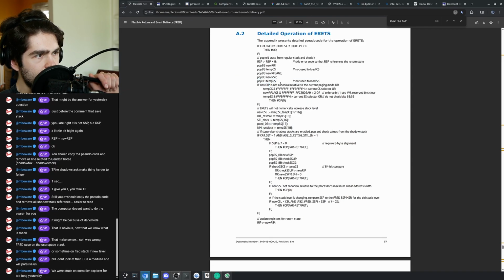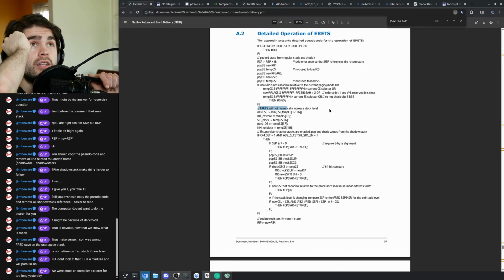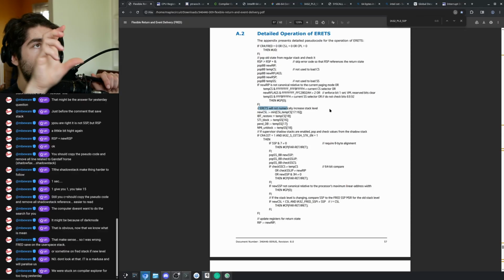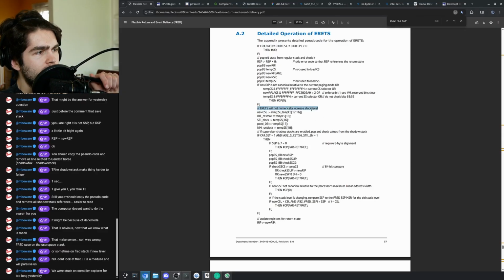Then if new RIP is not okay, that's like cleaning things up. ERET will not numerically increase the stack level. Returning from an event cannot increase your stack level, because your stack level can only grow when you go into the event. It cannot go down because of that max function. So we don't need to think about increasing the stack level. That's impossible. So we use the current stack level and temp CS. Temp CS is the old CS, so we look at the stack level where we were.